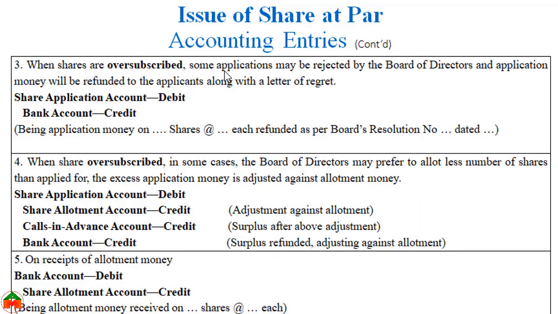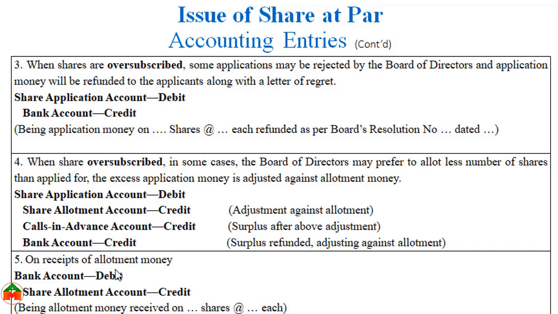As a company, if you receive oversubscribed applications, suppose you are issuing 1 lakh shares, but you have received 1,20,000 applications, then some of the applications should be rejected or returned. In that case, the journal is share application account debit, and since you are returning the amount, bank account credit. The detailed journal is share application account debit, share allotment account credit, calls in advance account credit, and the amount of return is shown as bank account credit.